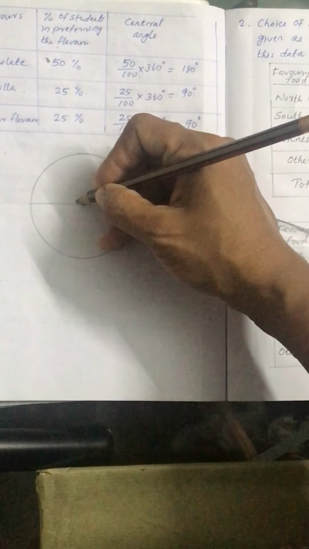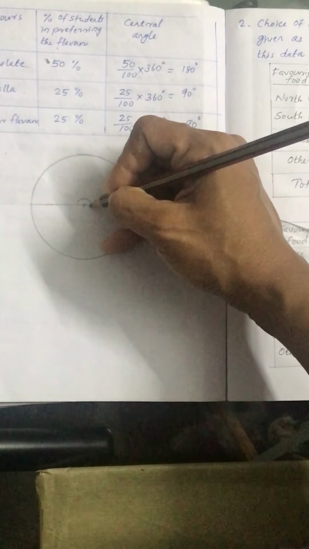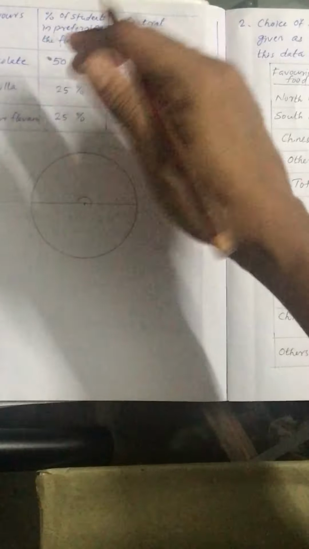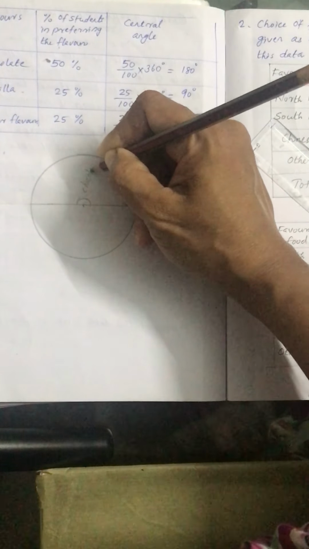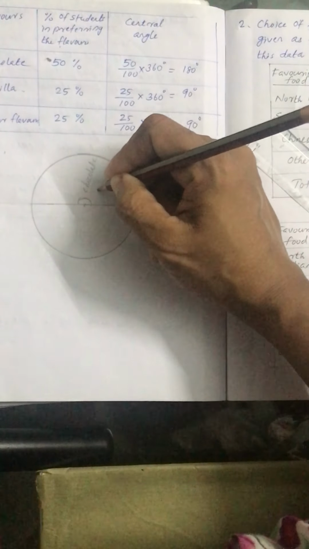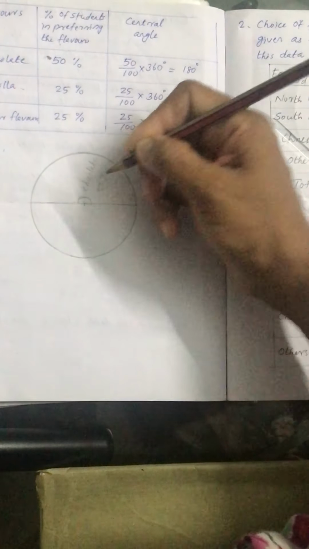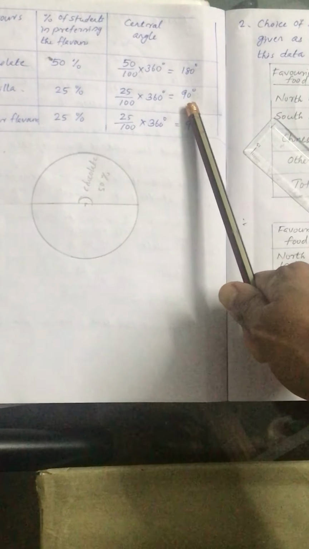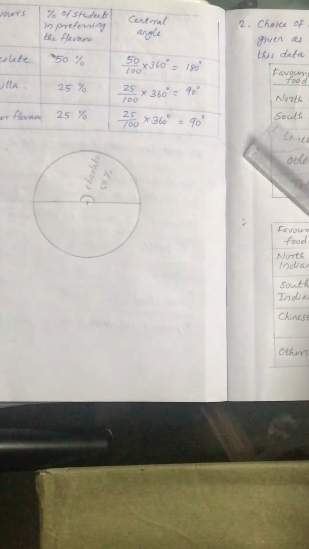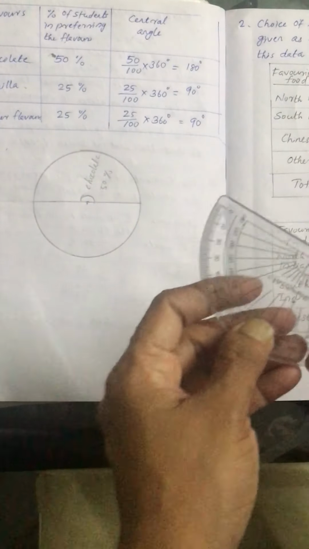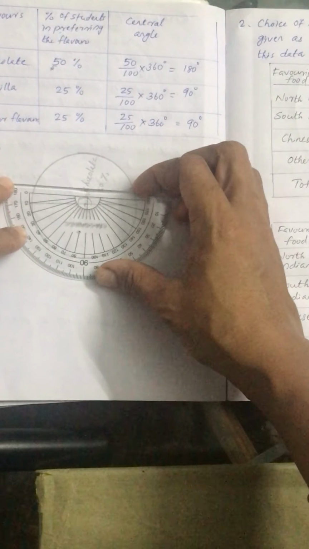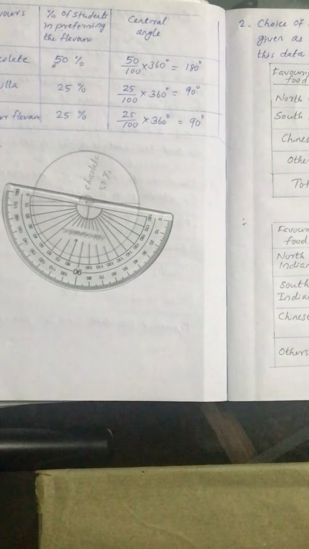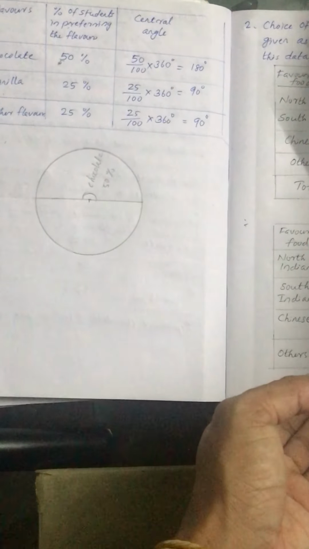So this much part represents which flavor? It is chocolate flavor. So we can mark here it is chocolate and 50%. Next one is vanilla. For vanilla the central angle is given as 90 degree. So from that 180 degree, which we already measured, from that point we can measure another 90 degree.